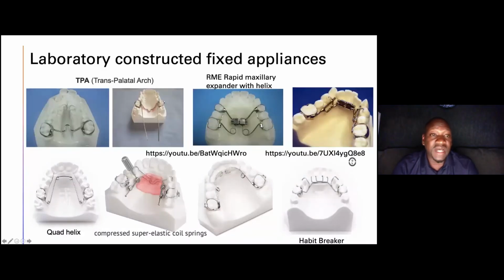So just to give you an example of some of the fixed appliances that you can make as a dental laboratory technician, there are TPAs, RMEs, various different appliances, and you can also have various different types of modifications. And I had two different links here to show you a short one-minute video of how these appliances achieve their tooth movement.